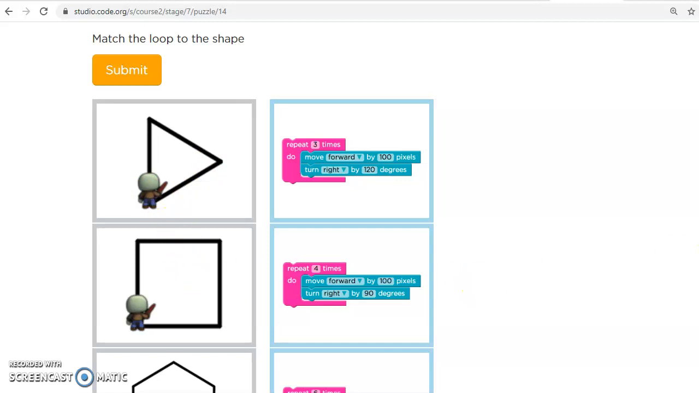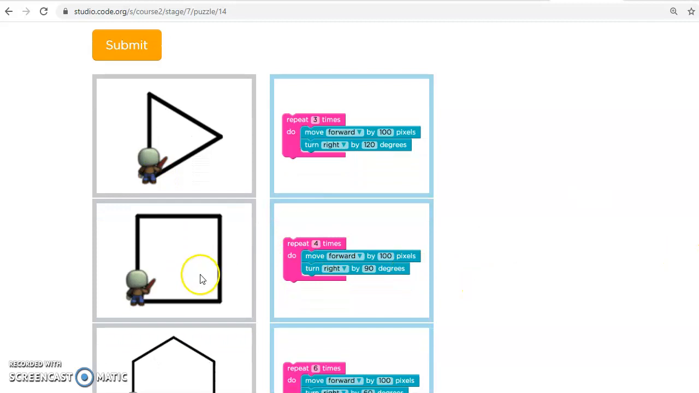Now a square repeats 4 times. Move forward by 100, turn right. Remember, a square has 90-degree right angles. Turn right by 90, move forward 100, turn right by 90, move forward 100, turn right by 90, move forward 100, turn right by 90.